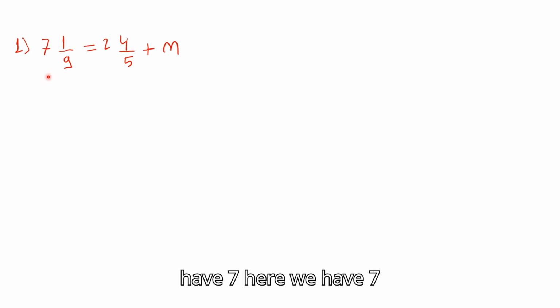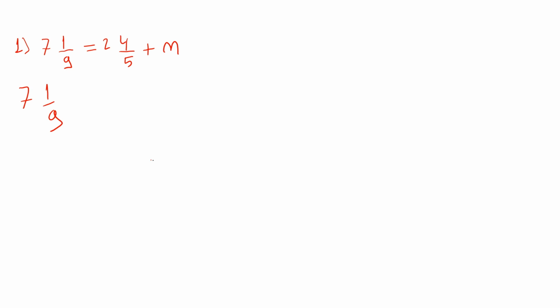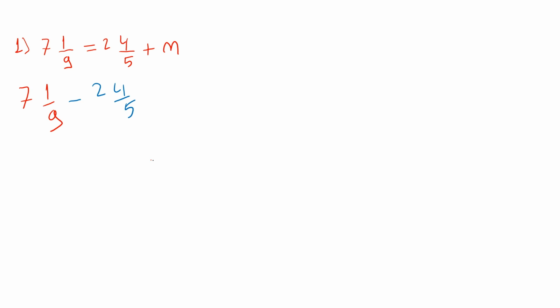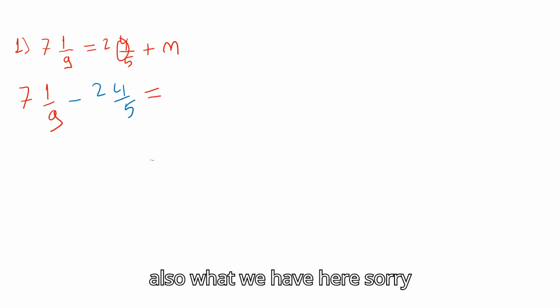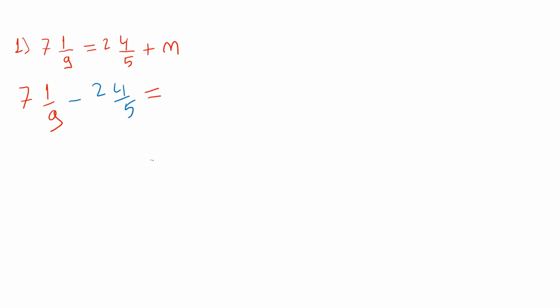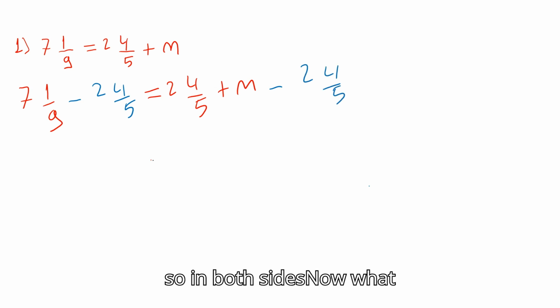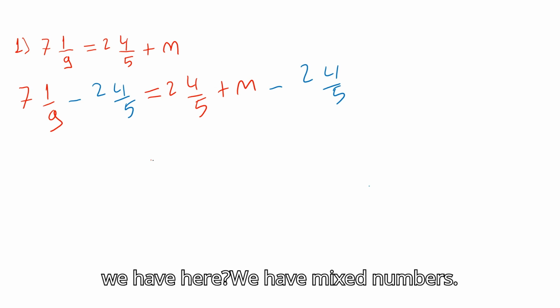Okay? Here we have 7 1/9, so I write here 7 1/9, minus 2 4/5. What do we have here? We have equal, so we write here equal. Also, what do we have here? We have 2 4/5 plus m. Also, we write here minus 2 4/5, so on both sides.